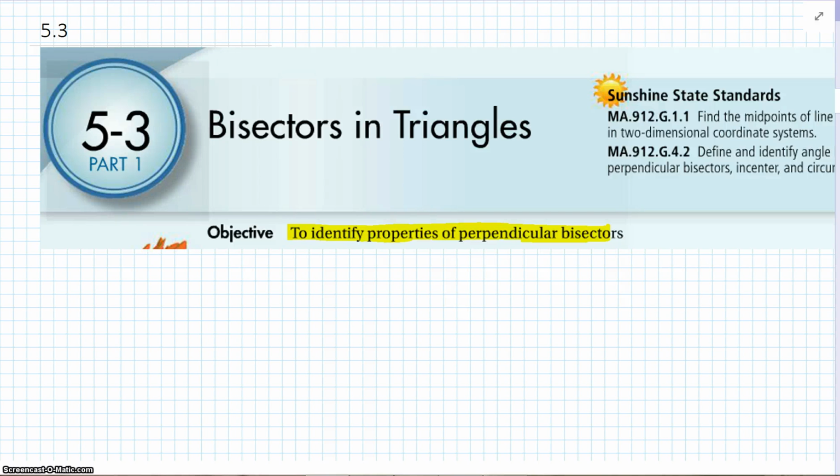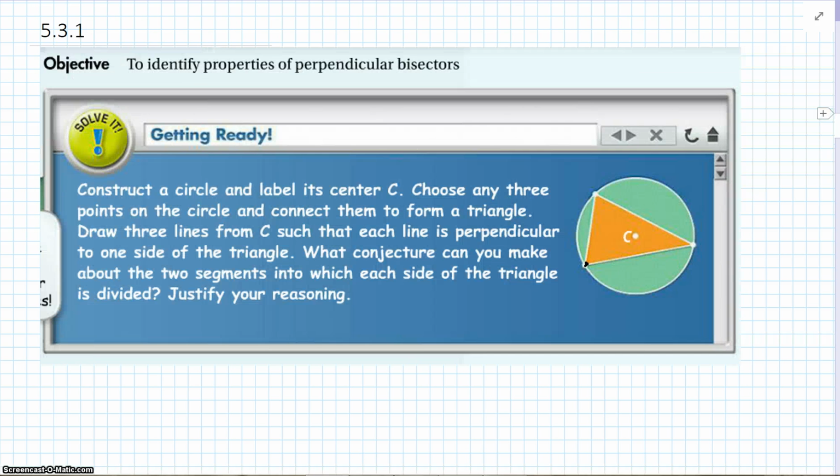Geometry, Chapter 5, Section 3, Bisectors and Triangles. In this first part, we're going to talk about perpendicular bisectors. So first, what we need to do is give an example.